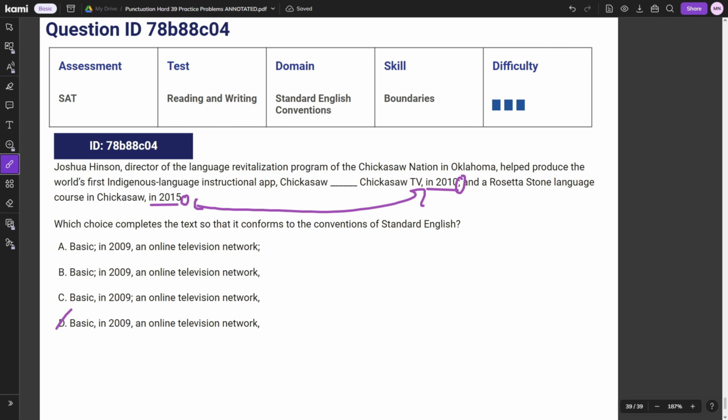Now if we look at all of our answer choices, there's only one answer that has a semicolon after the date, so that means that C will be our answer.